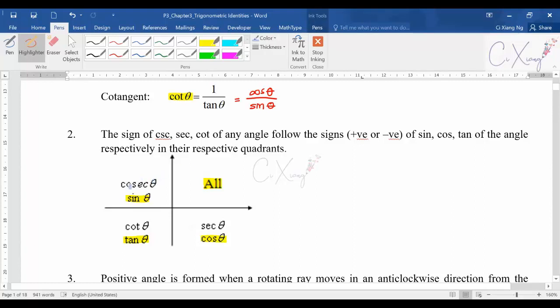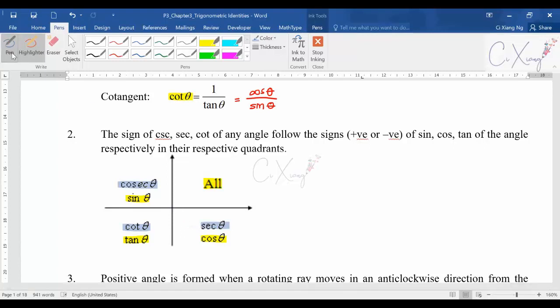As an example, cosecant is actually 1 over sine, so cosecant will be positive in the second quadrant. Cotangent is 1 over tangent, therefore it is positive in the third quadrant, and secant is 1 over cos, which means that it is positive in the fourth quadrant. This is the information that you need to know. It's very basic; they might not ask you always, but this is some very small detail that you should know.